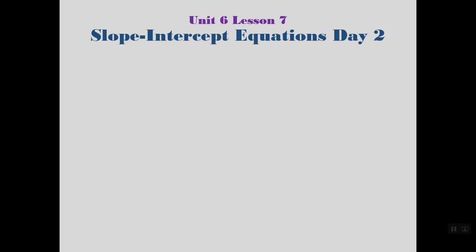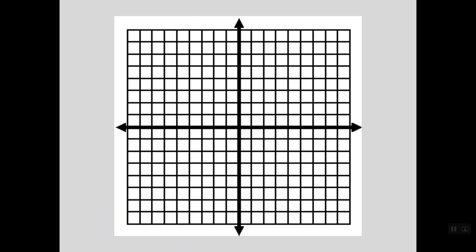This is Unit 6, Lesson 7, Slope-Intercept Equations, Day 2. Here's a coordinate plane, and we have had some experience now graphing some lines. And so here's a line, the blue one that we are showing here, and we'd like to describe, if we could, to someone else, how tilted it is, how slanted that line is.